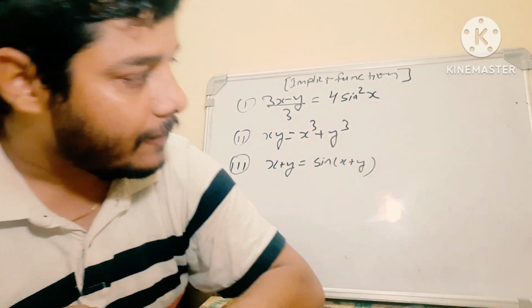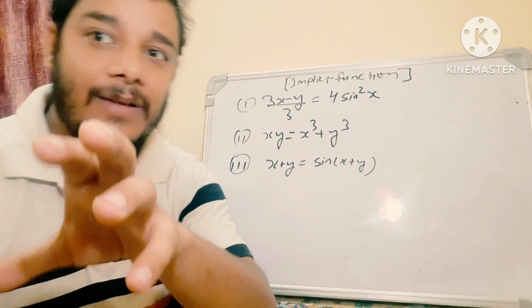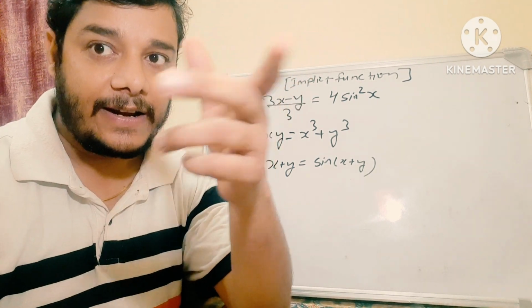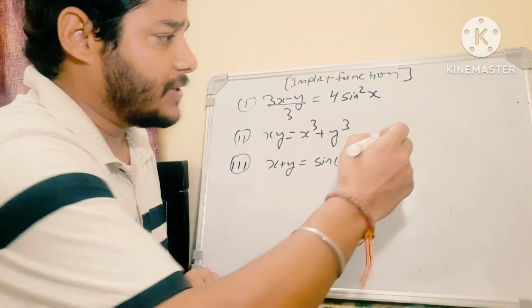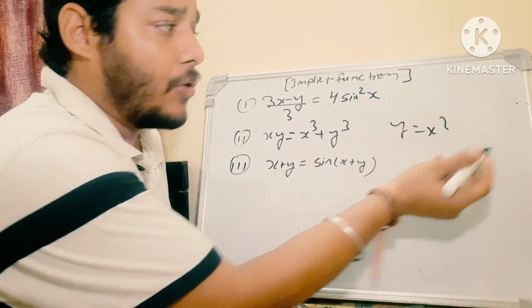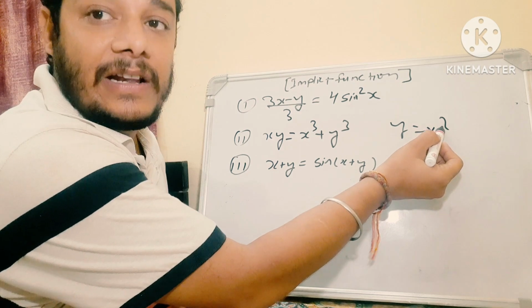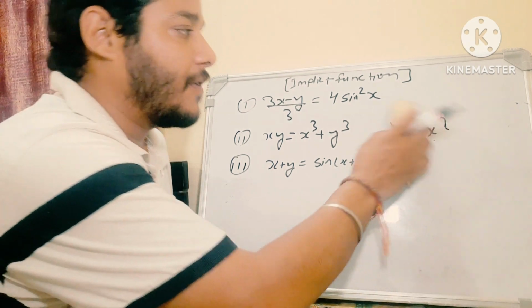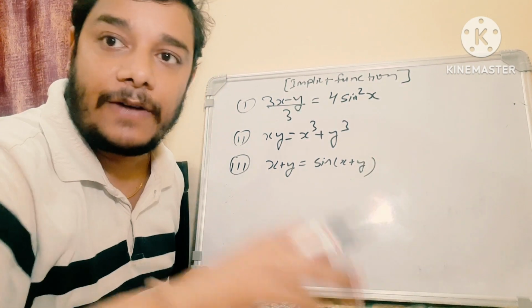Now, first of all, see what is the meaning of an implicit function. This is very important. We know a function means dependency, right? There are so many functions, right? y equal to x square. This is a parabolic function. If you increase the value of x, the value of y will also increase. Now what is the meaning of an implicit function?